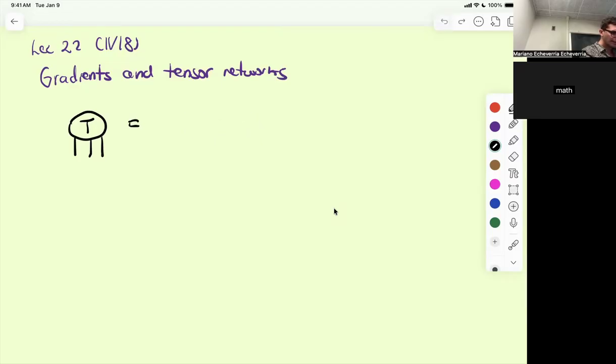So I will need three cores here. I'll use a different color for the legs that are the virtual legs, meaning those are the ones that are being summed over, right? Those are the ones being summed over, and the physical legs correspond to these three ones.